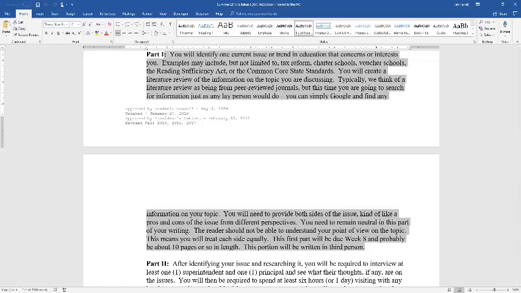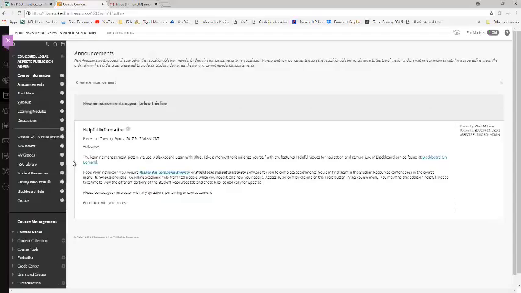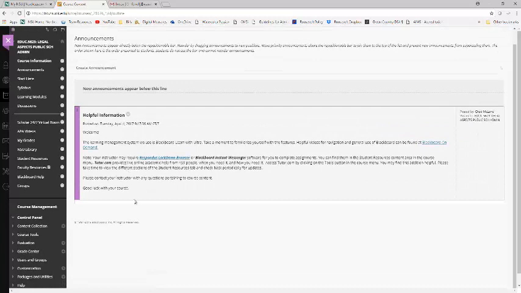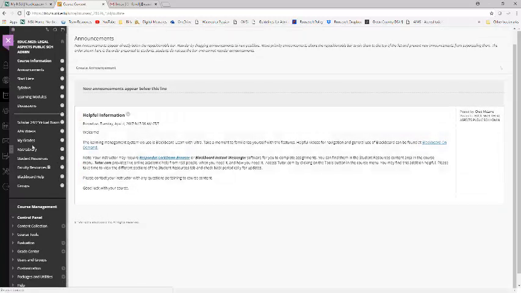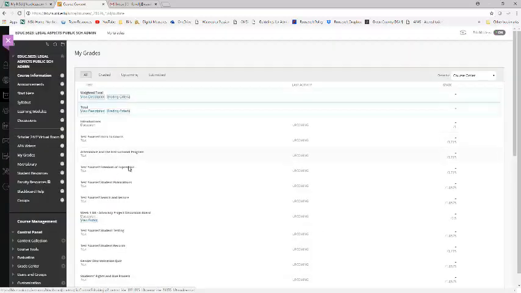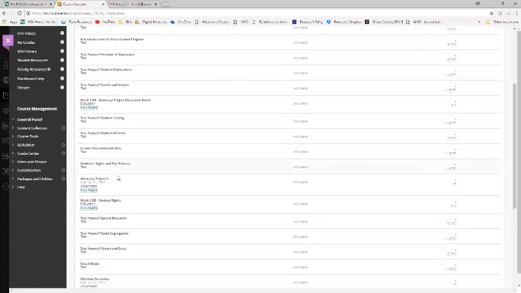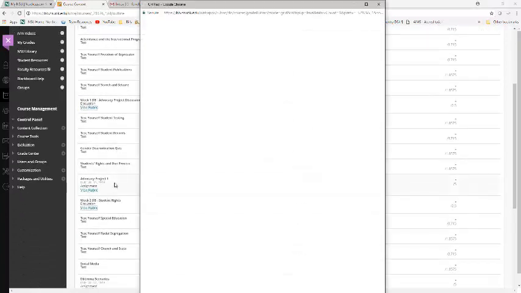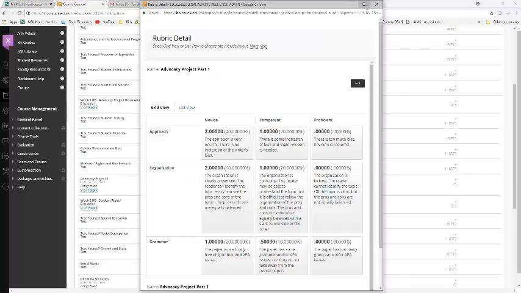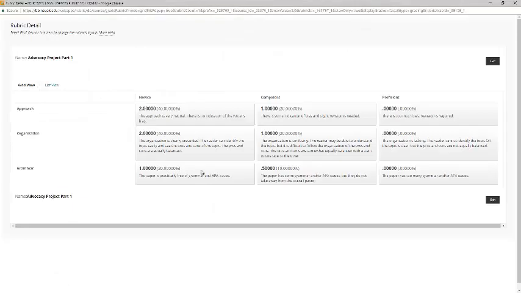So let's look at Blackboard and look at the rubric for this. If we go to Blackboard, to look at the rubrics, you go to My Grades, and then scroll down to Advocacy Project 1, and we can look at the rubric. The reason I want to do this is because I want you to see what it takes to be proficient. These are going to be reversed. They're in the wrong order right now, but this is the proficient side, not novice.